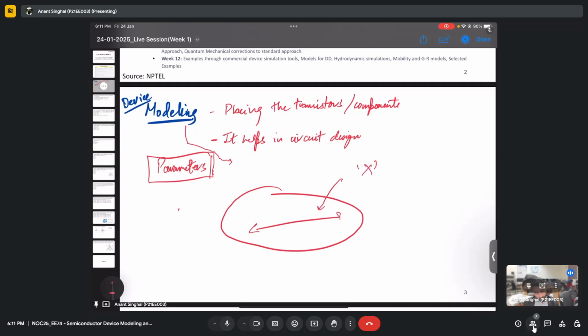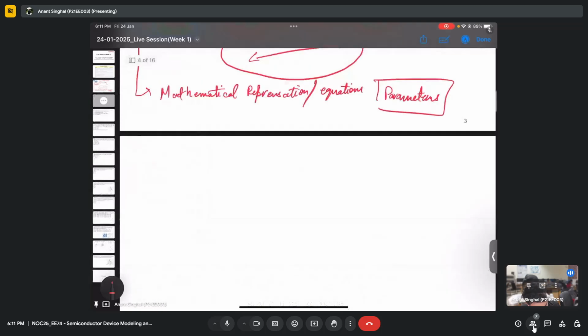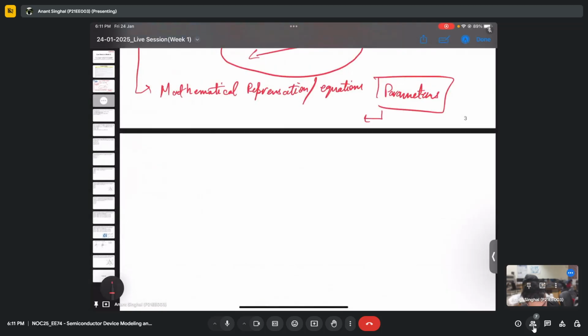This modeling is nothing but the mathematical representation, or you can say mathematical equations, that include certain parameters, as he said, so that we can basically replicate the device behavior.